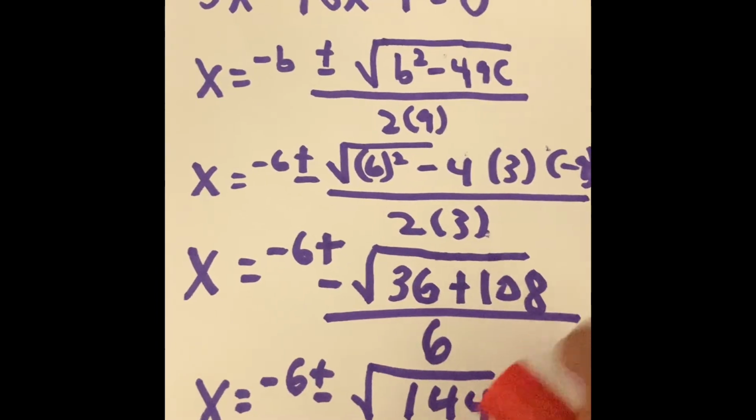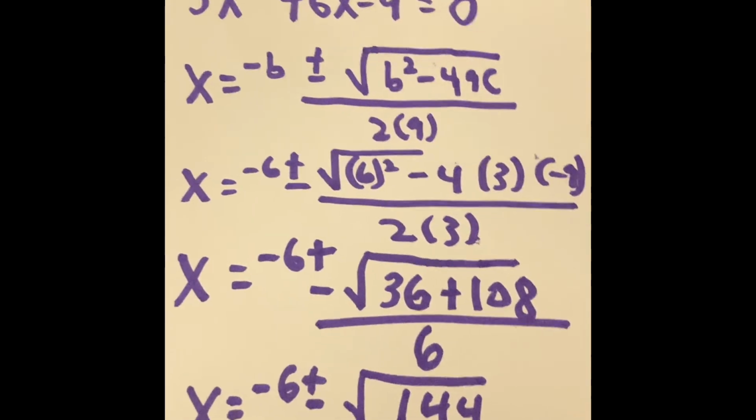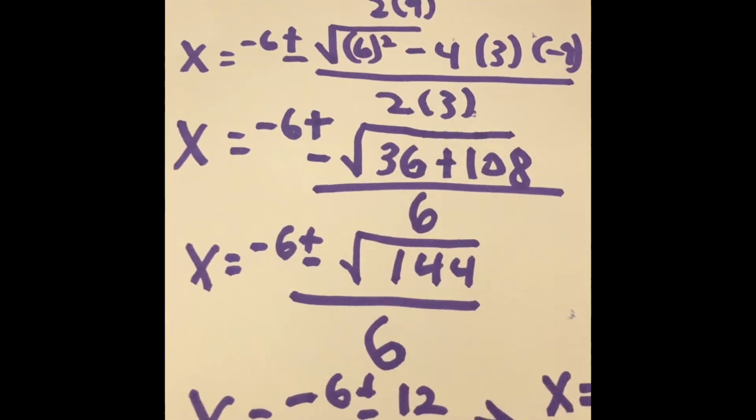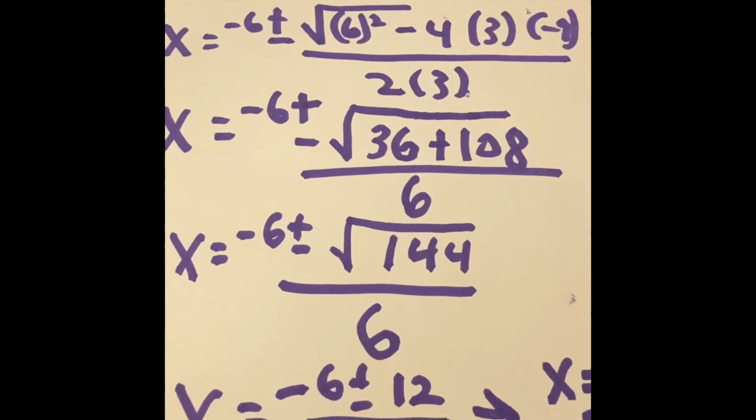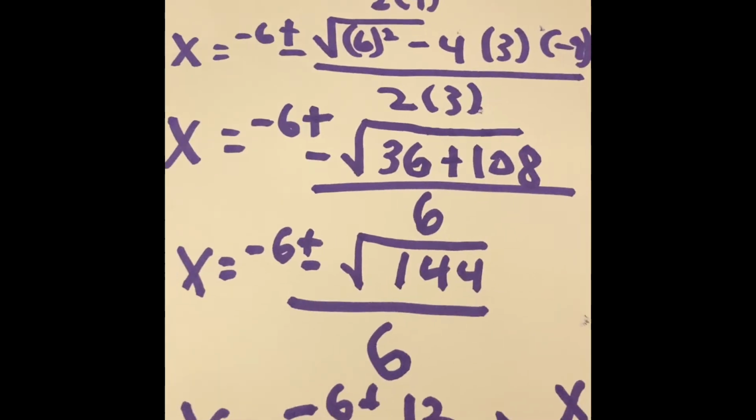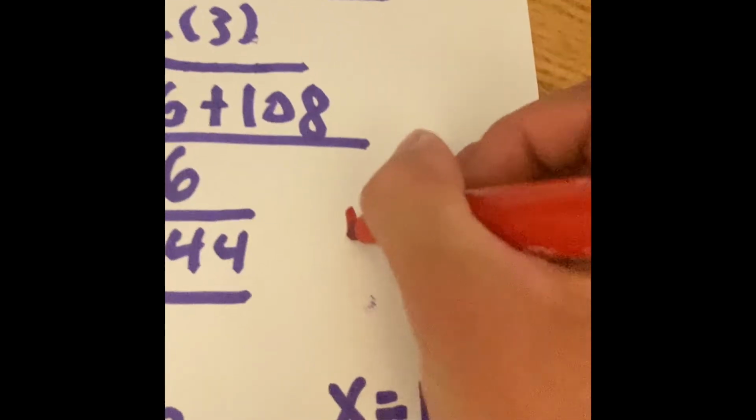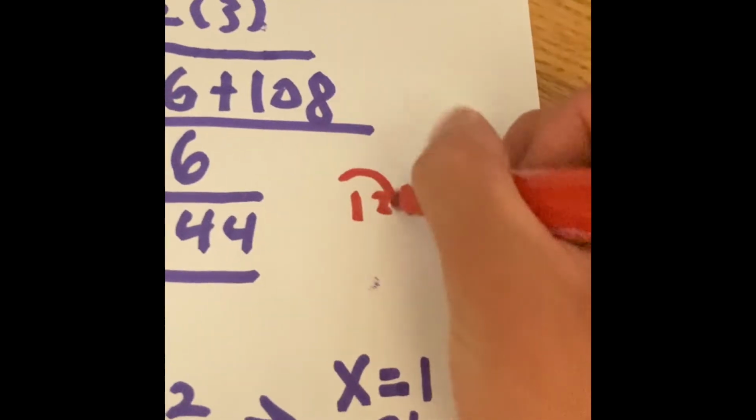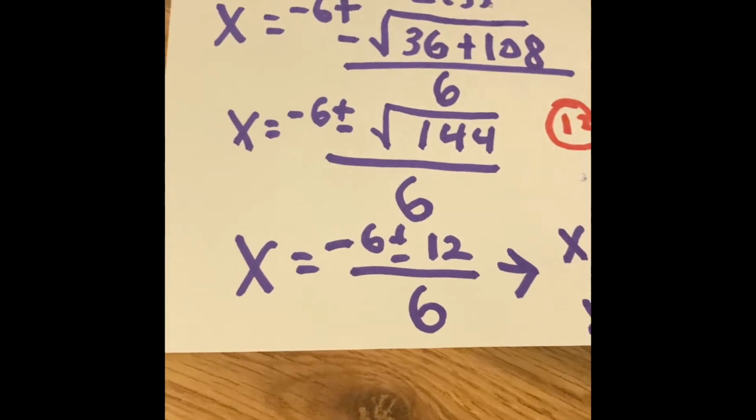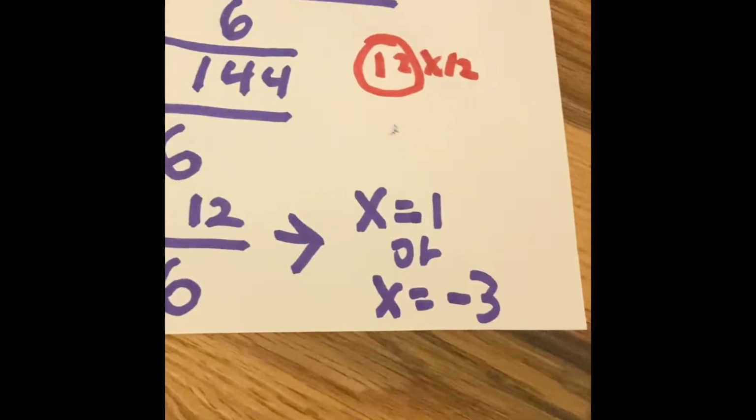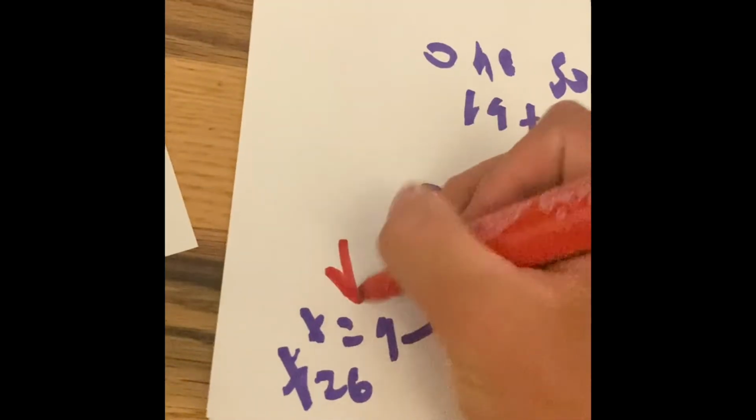The third one, x equals negative 6 plus or minus the square root of 36 plus 108. When we do that, we get x equals negative 6 plus or minus the square root of 144. We can simplify, because the square root of 144 is 12 times 12. So 12 is equal to the square root of 144. Once we simplify that, we have two answers: x equals 1 or x equals negative 3. That is this scenario right here.